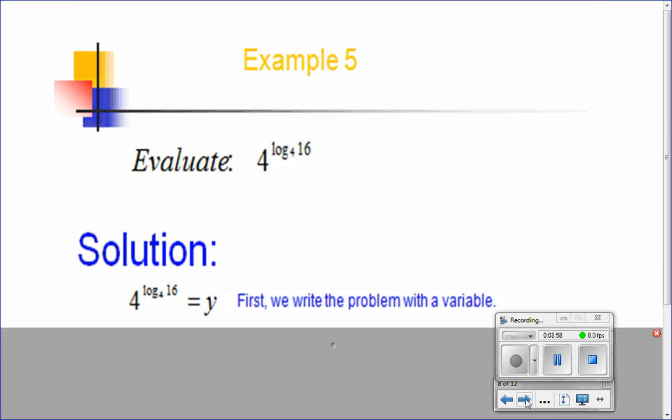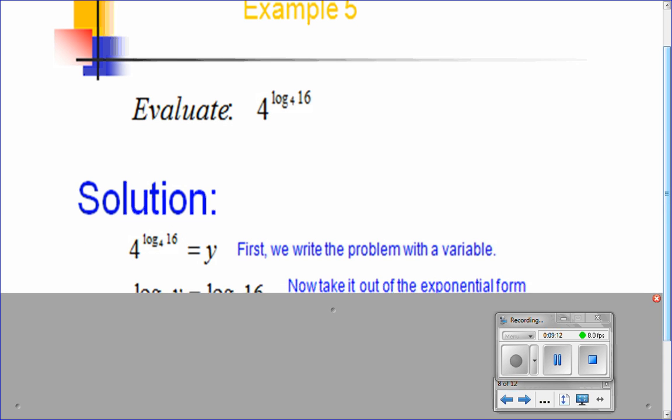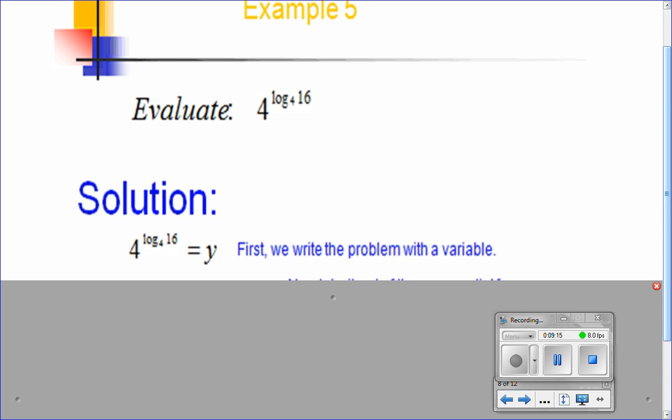Okay, so here we want to evaluate 4 to the log base 4 of 16. This is all part of our power. And to evaluate this, we can first make it equal to a variable. So we can make it equal to y. Then we can rewrite this in logarithmic form. So we've got a base of 4. Our power, which is going to go on the other side of the equal sign, is here.